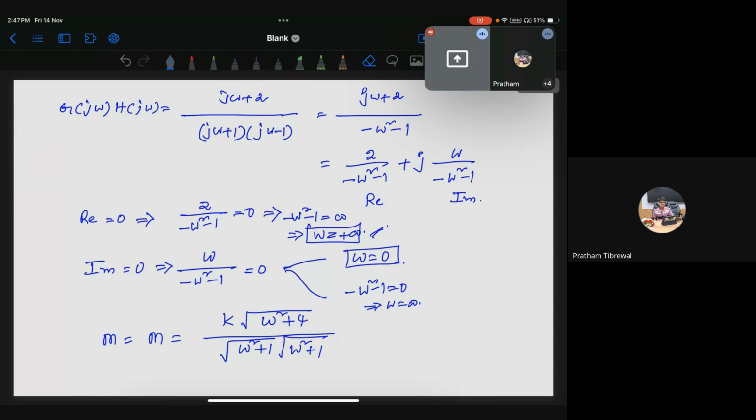In this magnitude expression, you can substitute and see where it is intersecting with the real axis and imaginary axis at these omegas, like we saw in the previous problem. So that is how you can do it. One more problem we'll see, so that we'll have a better understanding.